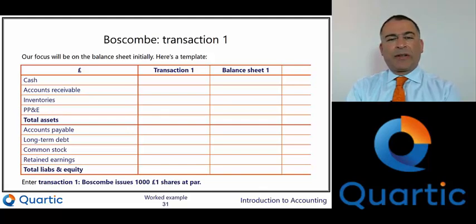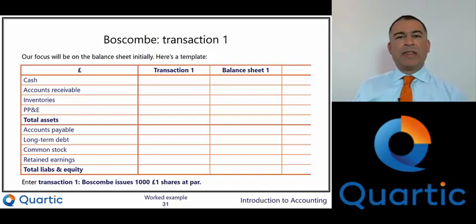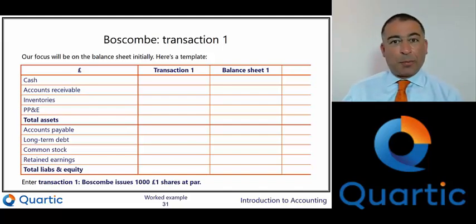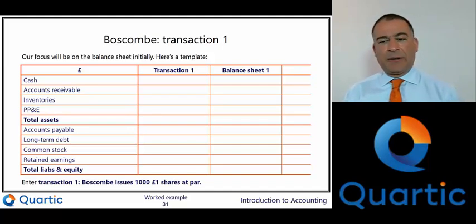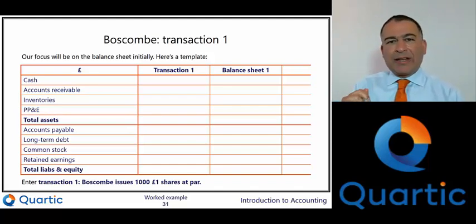So we're going to focus, as I said, on the balance sheet initially. Here we have the setup. It's a fairly simplified balance sheet. You can see the left half of the balance sheet, or in this case the top half, is just cash, receivables, inventories, and property, plant, and equipment. The right half of the balance sheet, liabilities and equity, are payables, which are short-term, long-term debt, common stock, and retained earnings. And we're going to do this transaction by transaction.